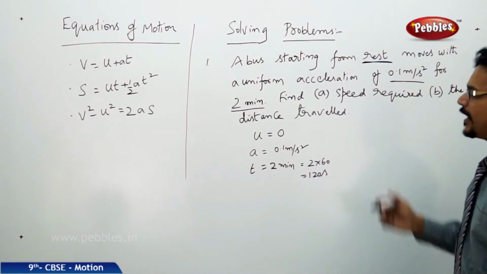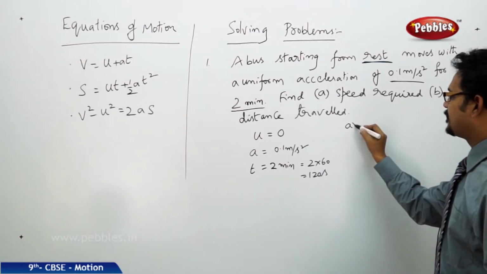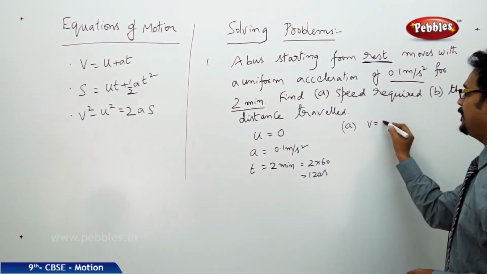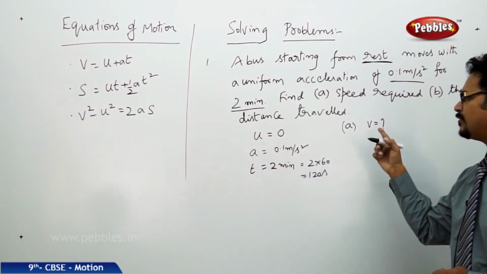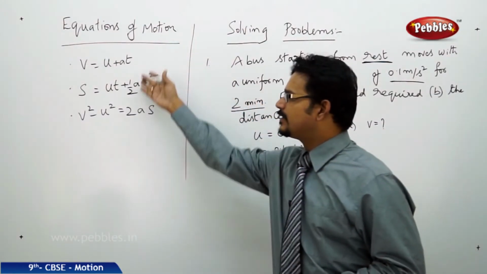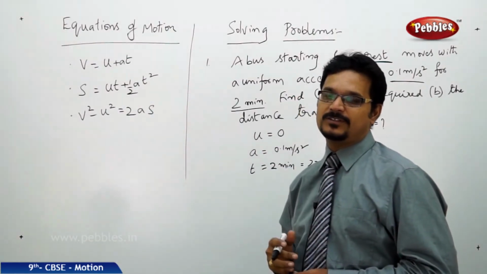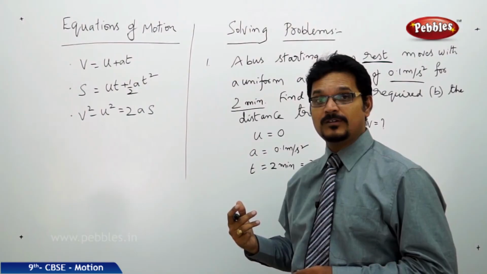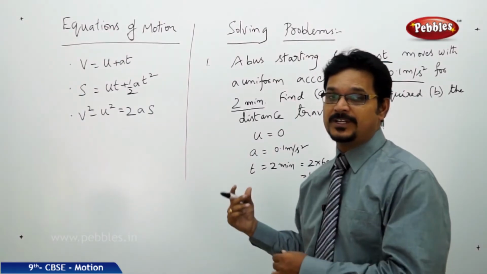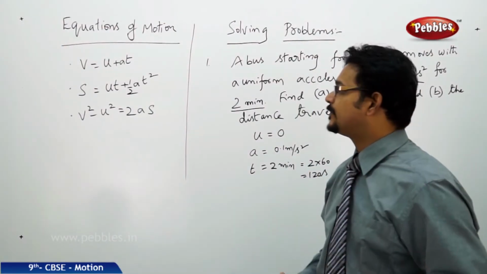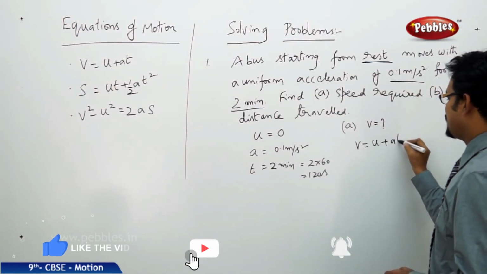Now we need to find the speed required, the first one. The second one is the distance traveled. So first we find the speed required, A. Speed required means we need to find V. If you see here, u you know, a you know, t you know, you need to find v. Now go back to the equations. Think which equation is the correct match for this numerical. Solve this numerical before seeing this video. Pause it, solve the numerical, then play again and check your answer with my answer. So the equation is v equals u plus at. So use v equals u plus at.